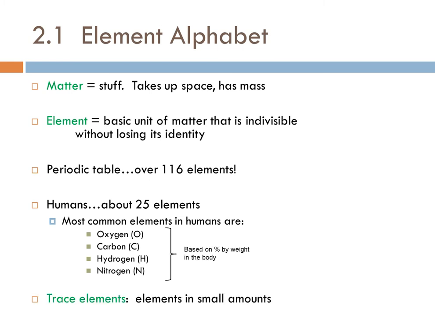Trace elements are things that we don't need a ton of, just a very little amount, like copper. We don't need a ton of copper, but we need a small amount to keep us going, and we'll explain that later when we get to enzymes.